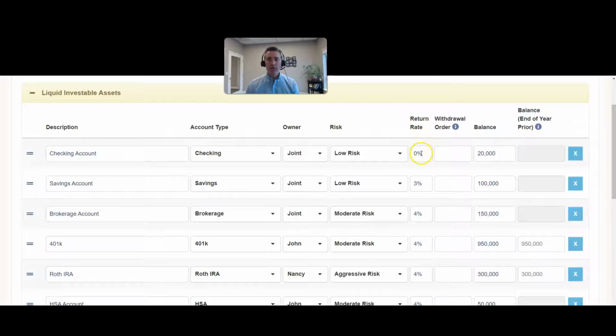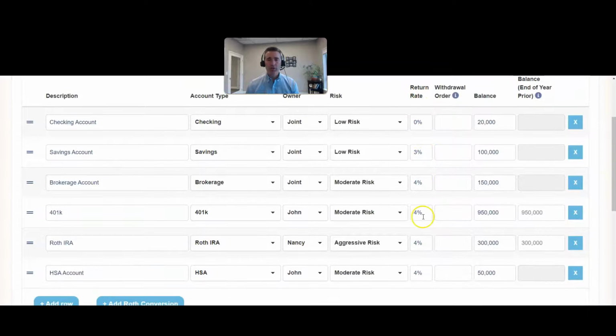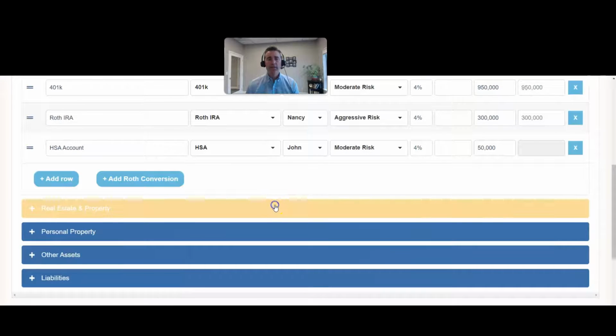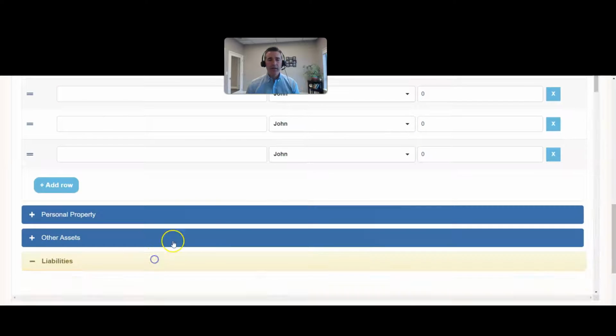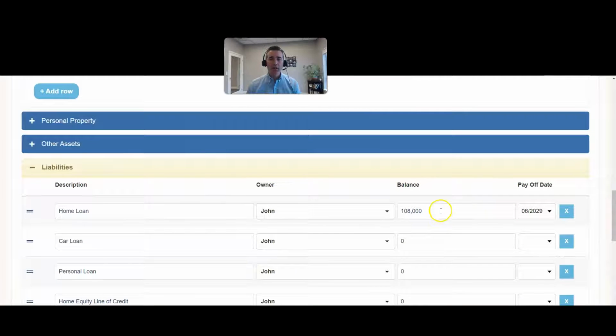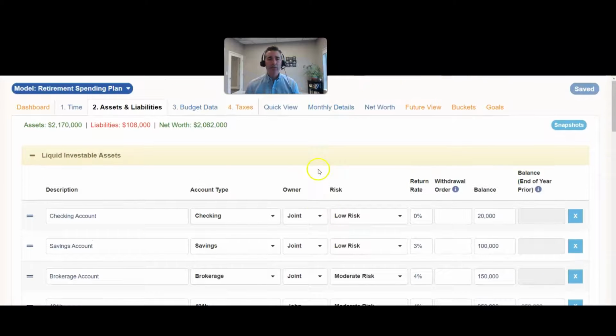And then you'll notice here we put in custom rates of return. So we're going to say, okay, we're going to assume 0%, 3%, and just a 4% growth rate, and then how much risk they're taking with each of these assets. We put in their house here that's valued at $600,000. And then they have a little bit of a liability. They owe $108,000 on the mortgage, which will be paid off in 5 years.